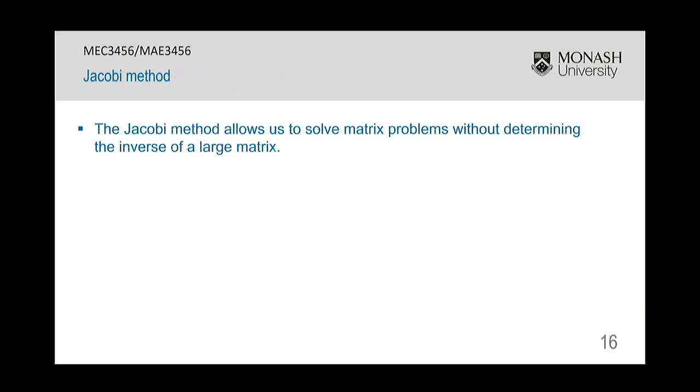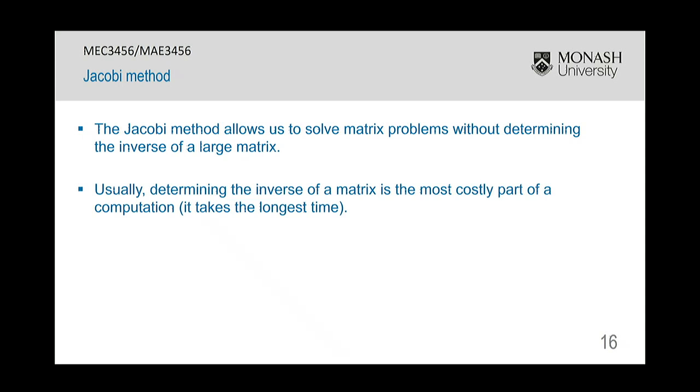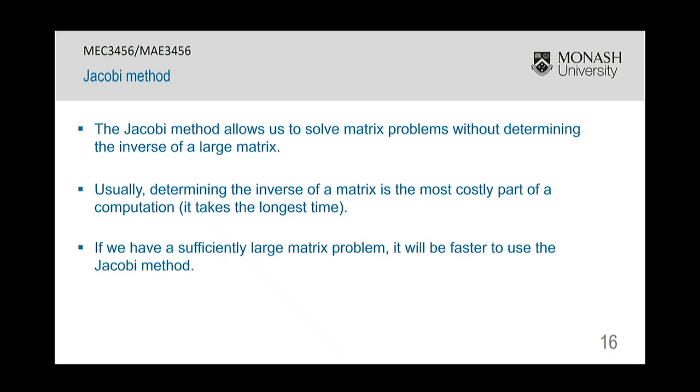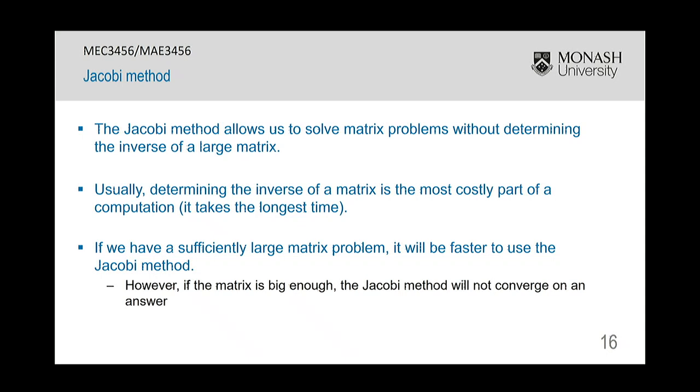So the Jacobi method allows us to solve matrix problems without ever determining the inverse. So we're solving for the x's iteratively, without doing anything special. And usually determining the inverse of a matrix is the most costly part of a computation. In other words, it takes the longest time. So if we can avoid determining an inverse, that's a great benefit. So if we have a sufficiently large matrix problem, it's going to be faster to use the Jacobi method. But if the matrix gets big enough, or perhaps too big, the Jacobi method will not converge on an answer. It will iterate forever. So we're going to need to find improved methods.